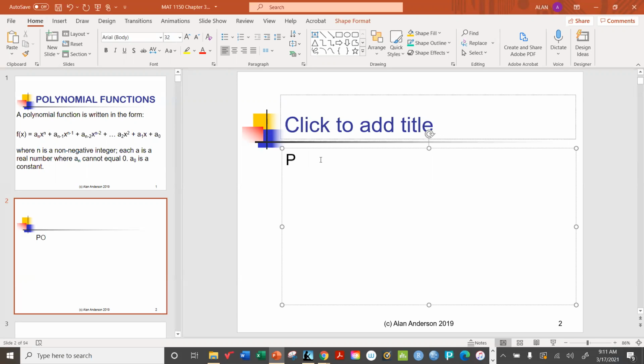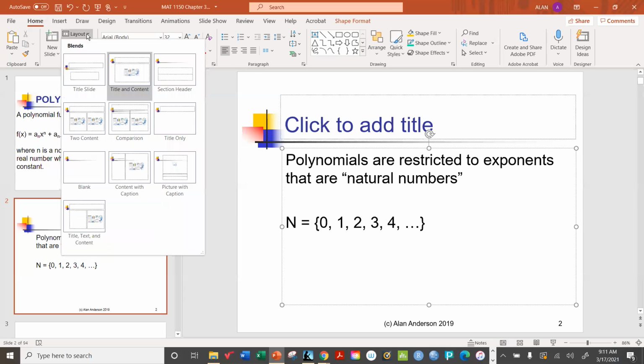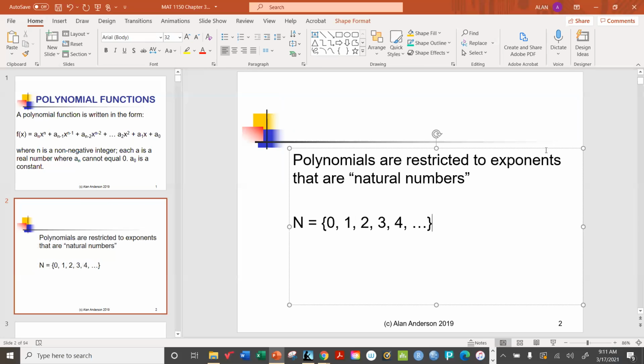Okay, so polynomials are restricted to exponents that are natural numbers. And the natural numbers, that's just a set that contains 0, 1, 2, 3, 4. In other words, it's basically all the positive integers plus 0. If you have anything else in there, then it is not a polynomial. It has a different name. It is not a polynomial.